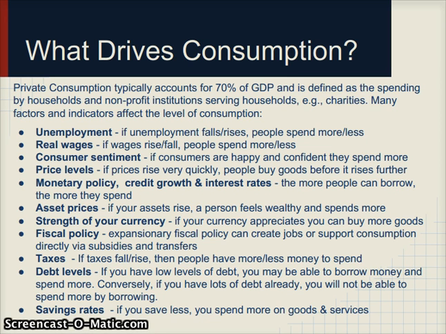So individuals' indebtedness can affect their future consumption as well, because if you have a lot of debt to pay back, you may have to save in order to pay back your debt rather than consume more. So debt levels are very important, and on an aggregate level for an economy, debt levels are important.